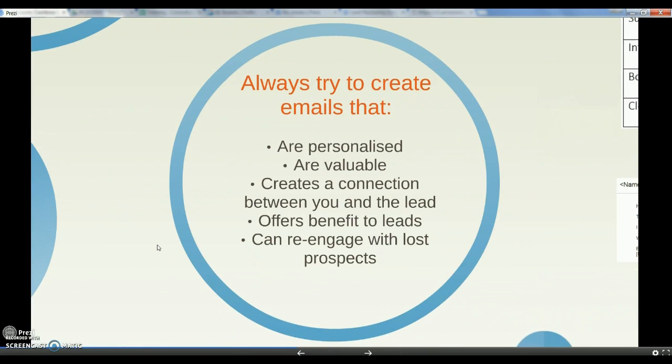Okay, just some tips on creating lead nurturing emails. Always ensure that your emails are personalized, that they are valuable, providing information at every stage of the sales funnel. You have to create a meaningful connection between yourself and the lead, and you have to offer some kind of benefit to your lead. And always remember that you have to re-engage with lost prospects.